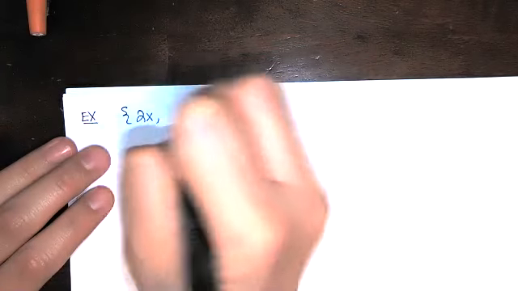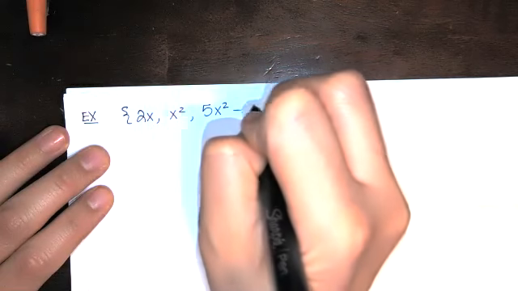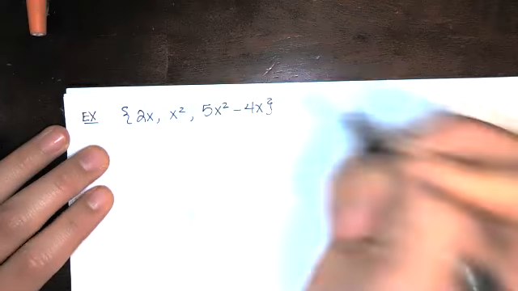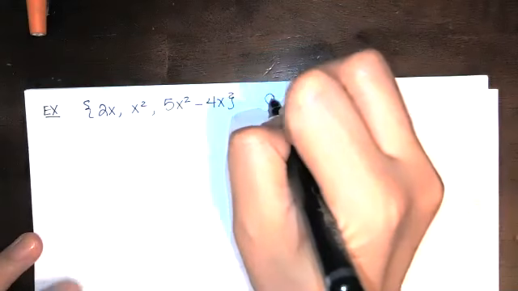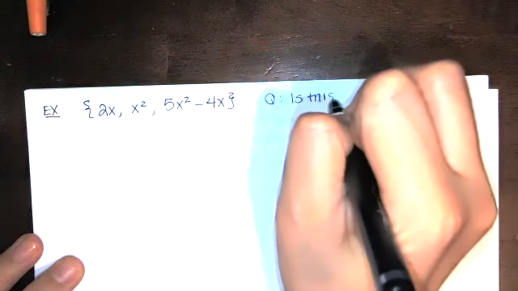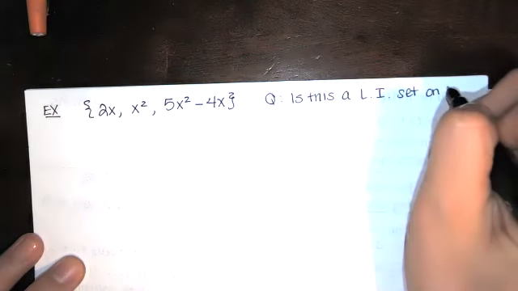Let me give you an example. Except it's not as strict. It's not constant multiples in this case. So let's say you've got 3 functions, 2x, x squared, and 5x squared minus 4x. So you've got 3 functions there. The question is, is this a linearly independent set on, let's say, the entire real line? That's what we want to know.